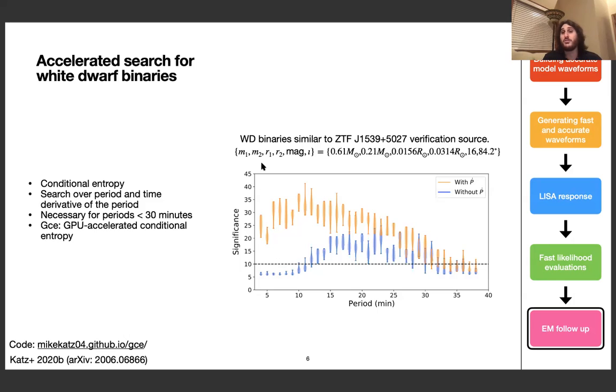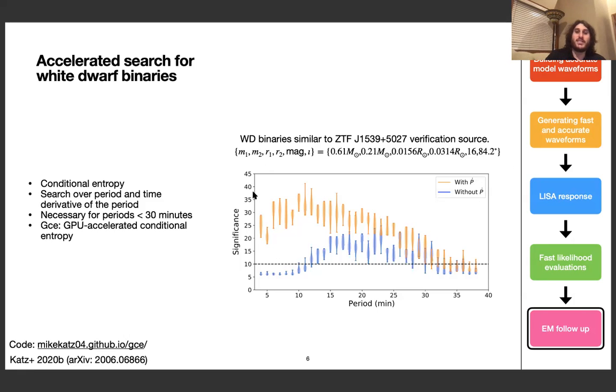We did this with the conditional entropy. I'm not going to get into details about how this works right now, but it's effectively a tool to find periodic sources in large-scale surveys. If you're interested, please just look that up. You can get a lot of information from the original release papers. But what I will say is from our analysis, both analytically and numerically, we see that including the P dot can be pretty helpful or necessary for anything under about 30 minutes in period.